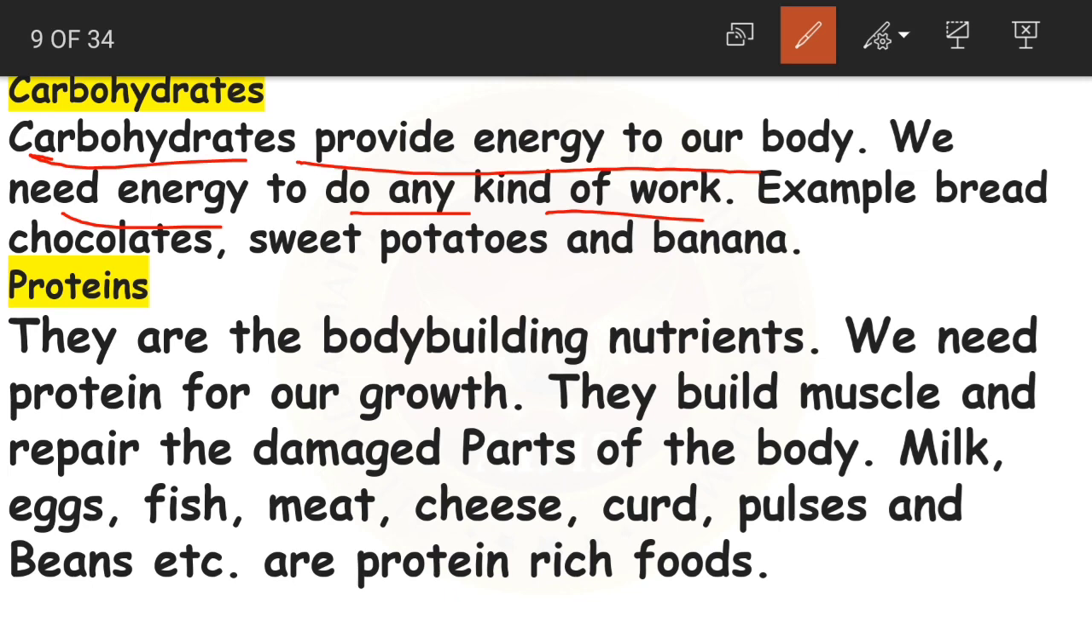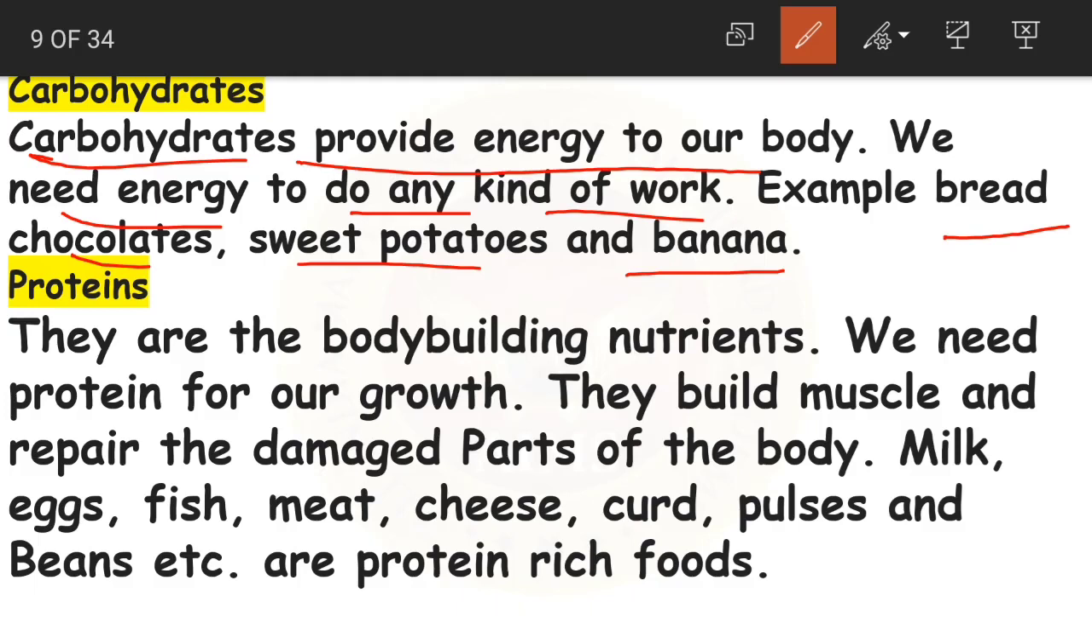Now, if you are not feeling active, or if you are not having strength, you will not be able to do any kind of work, children. So that is why, to stay active and to have energy, your body needs carbohydrates. And where do you get these carbohydrates? When you eat bread, chocolates, sweet potatoes and bananas. For example, all these food items have carbohydrates. When you eat this type of food, children, your body gets this energy.